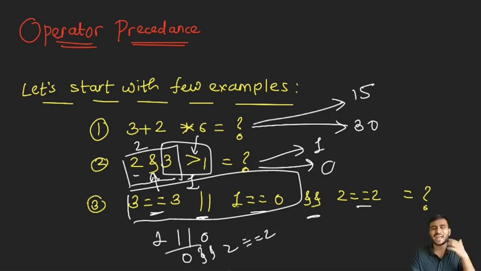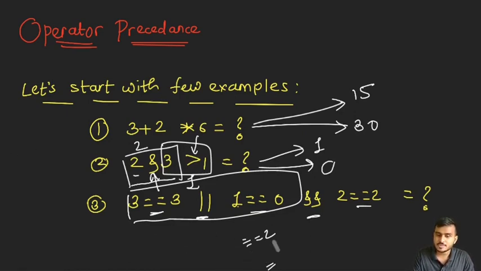Now 0 and anything, it doesn't matter what the second operand is, the answer will always be 0. So let me erase this board. I will say the first possibility of the answer of this sub expression is 0. Let me erase this. So the first possibility is 0.